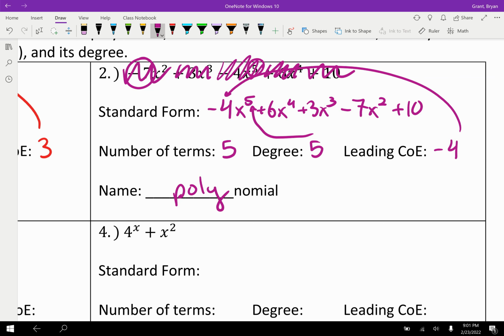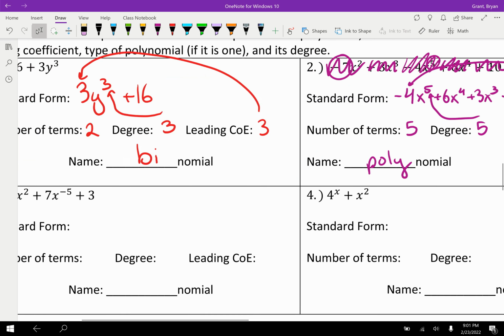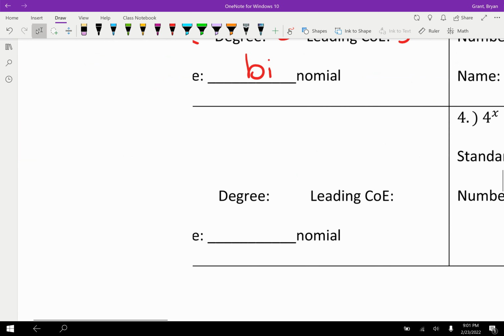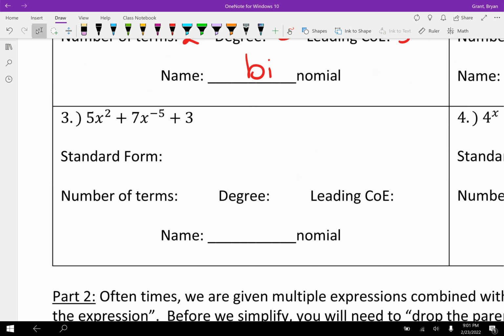Easy enough. All right, our third one. Well, this one might have thrown you for a loop. Some of you are very clever here, and I love this. You say, well, 5x squared is the largest exponent, and then you realize that actually 3 is the next largest exponent, because technically this is x to the 0th. And then you say, well, 7x to the negative 5th, negative 5 is smaller than 0, so I'm writing it like this. I'm like, cool, super clever. 3, degree of 2, leading coefficient of 5.